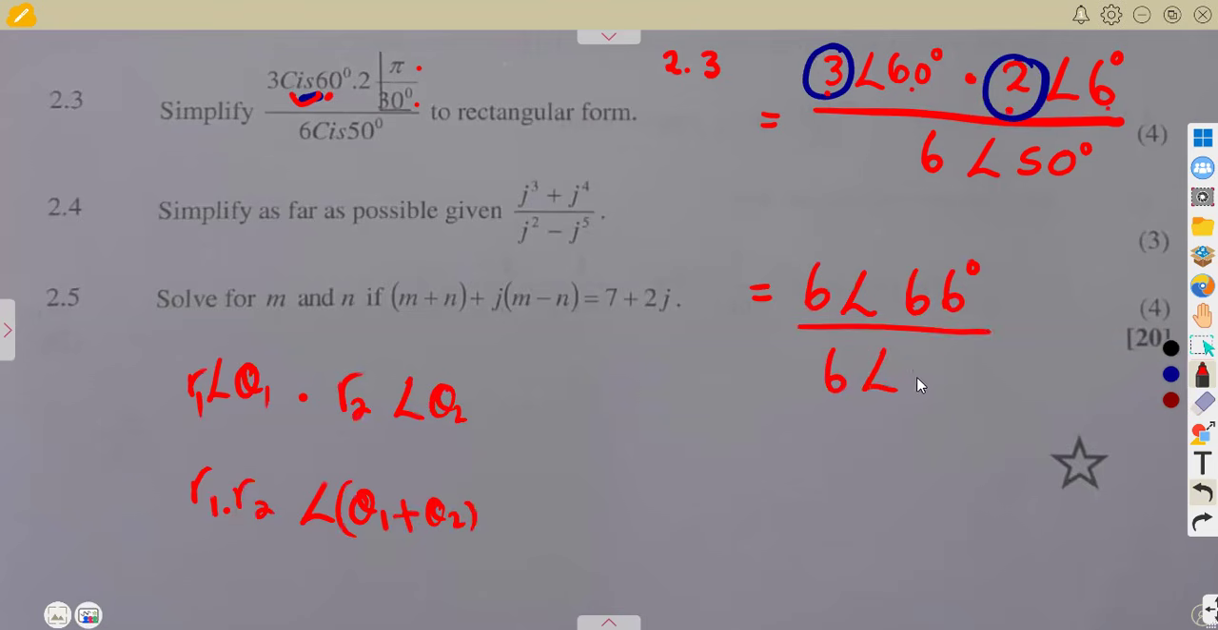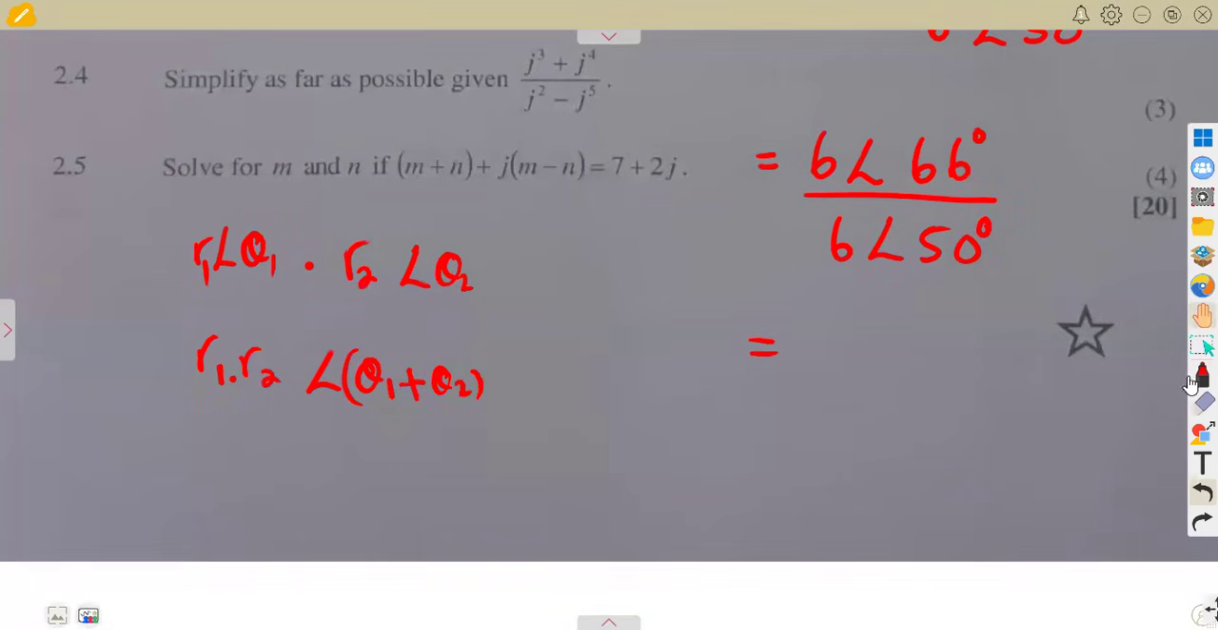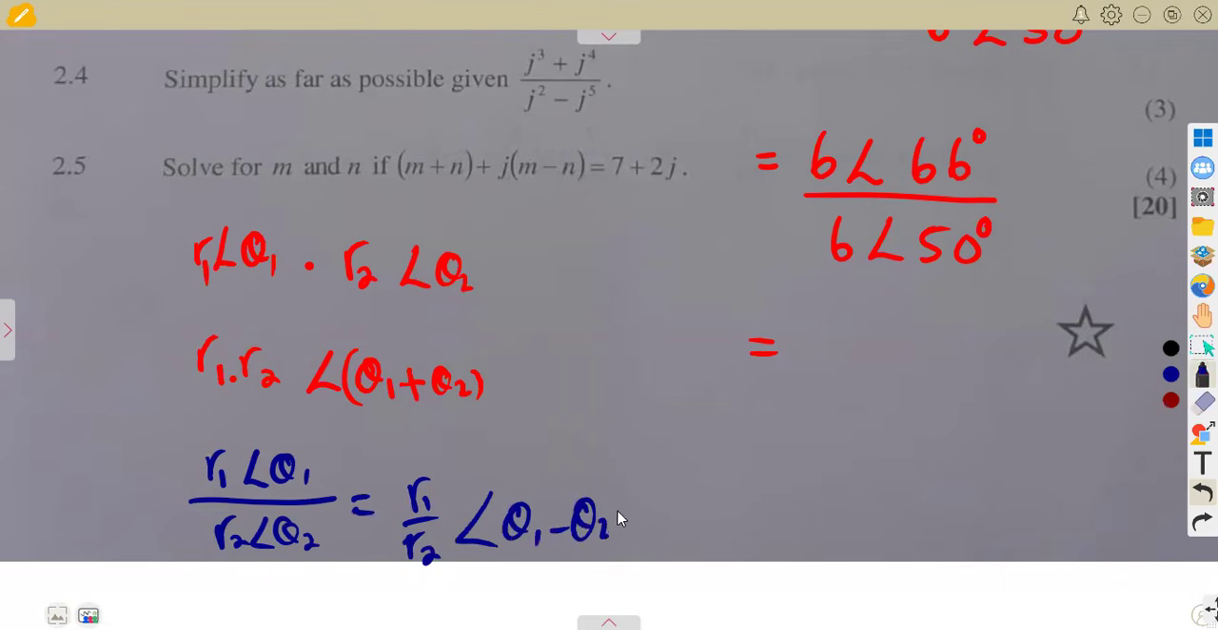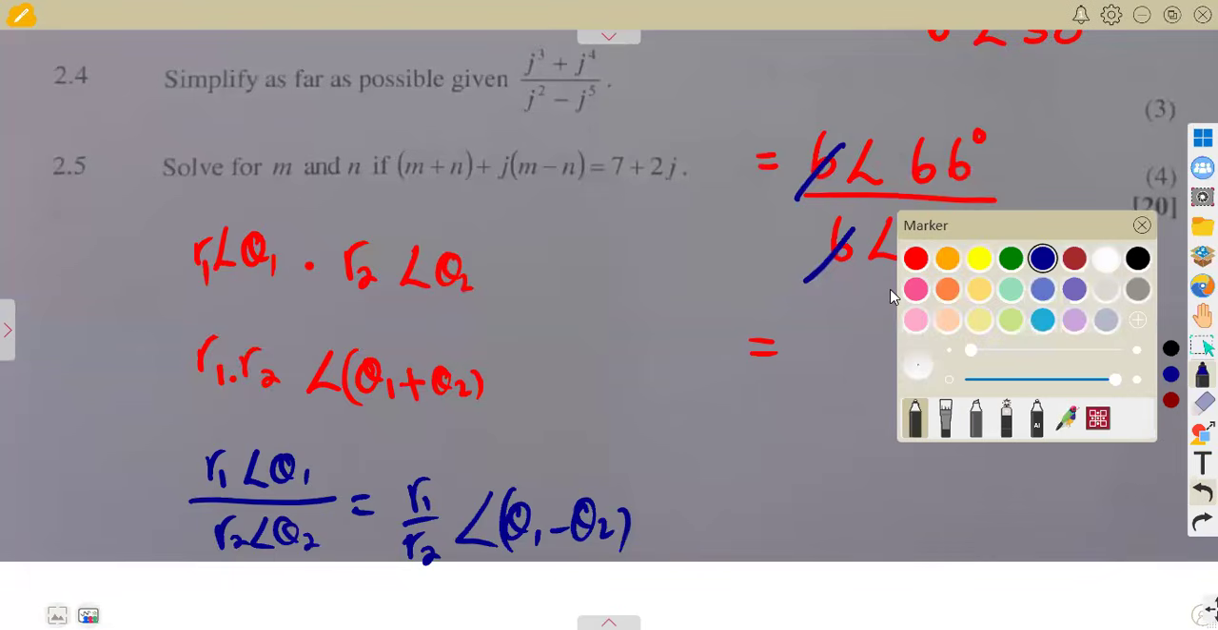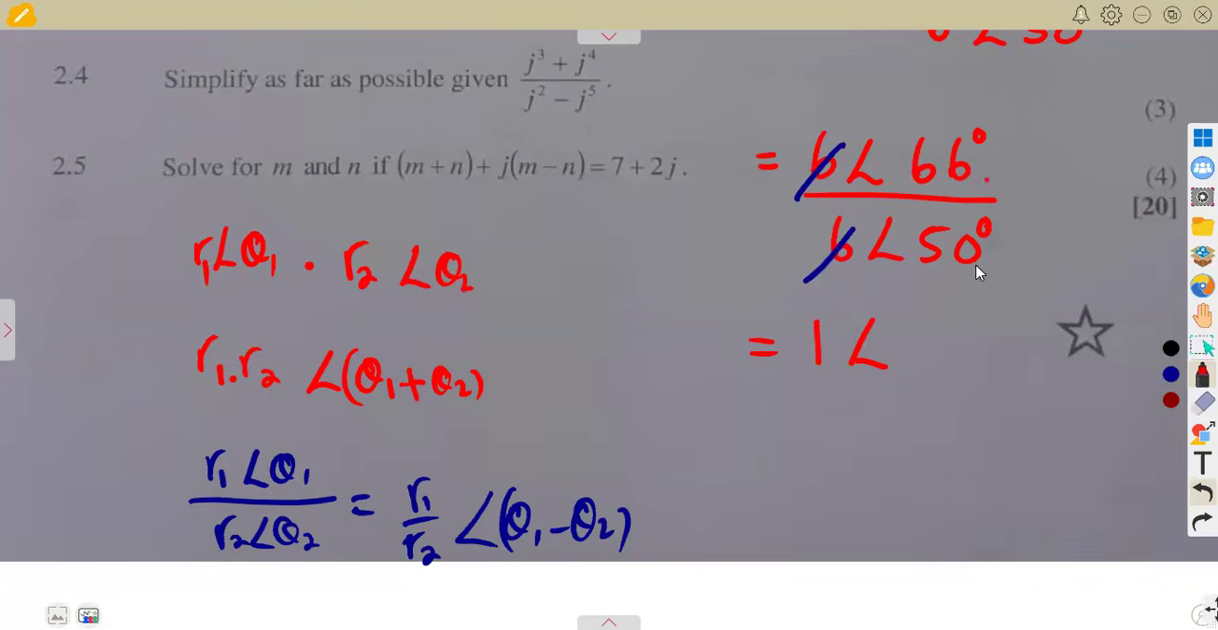Divided by 6, an angle of 50 degrees. It's a division. So in division, how are you going to divide? If it was given as R1 angle theta 1 over R2 angle theta 2, you divide the numbers together, that is R1 over R2, but the angles you subtract, theta 1 minus theta 2. So you're going to divide the numbers, that is going to give us 1. Then the angles you subtract, 66 minus 50 degrees, that is going to give us 16 degrees. This is in polar form.